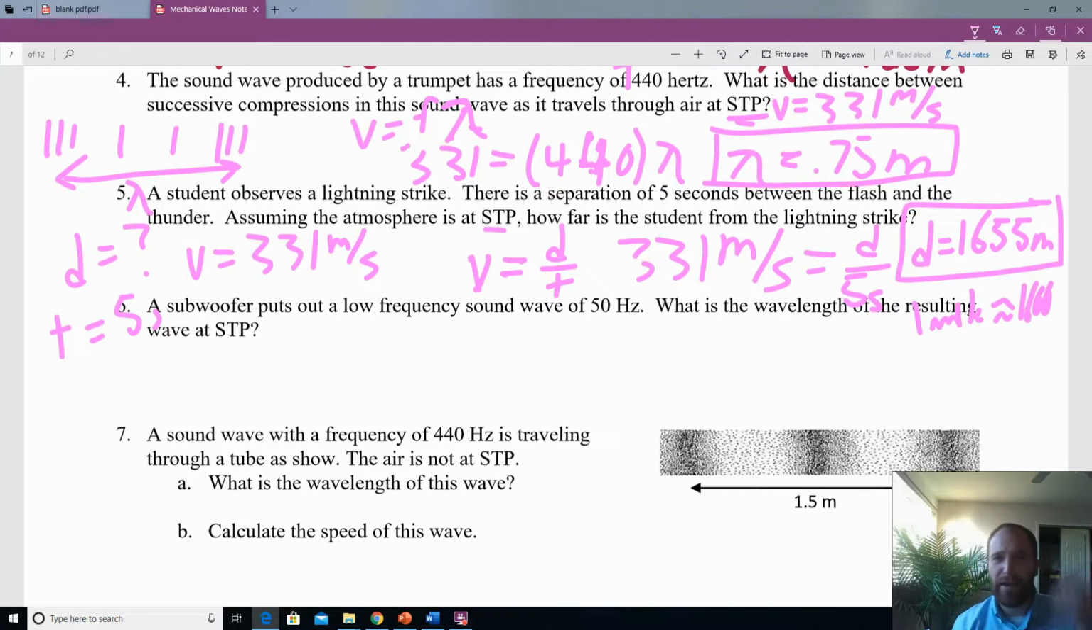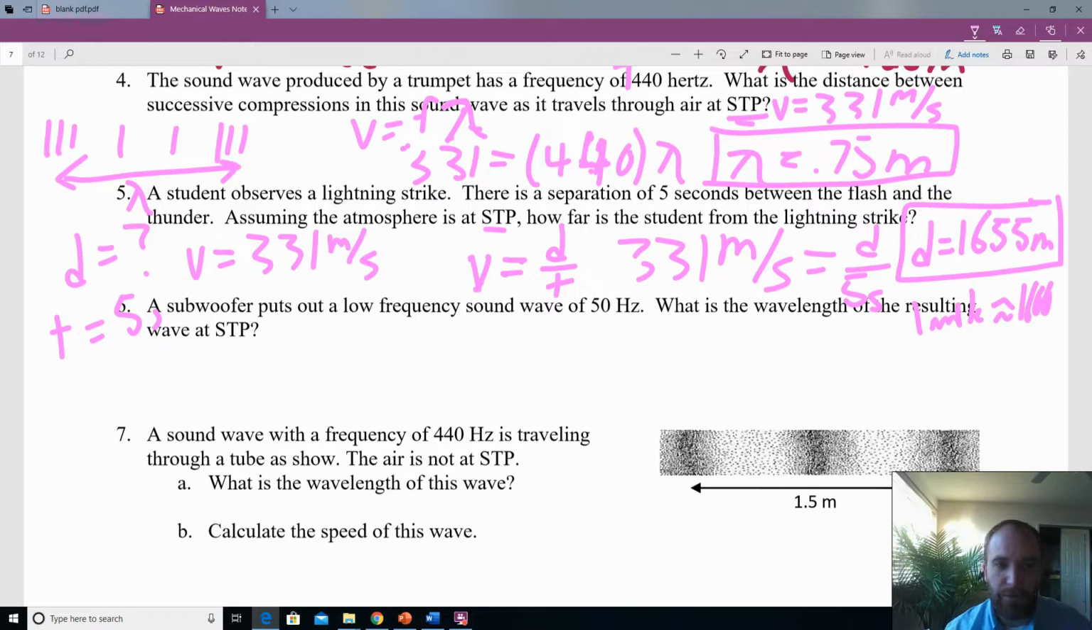If you see a lightning flash and you count to 5 Mississippi, 5 seconds, that lightning flash is about 1 mile away from you. If it's less than 5 seconds, it is less than 1 mile away. And if you count more than 5 seconds, it's more than 1 mile away. Kind of neat. Something you can figure out there.